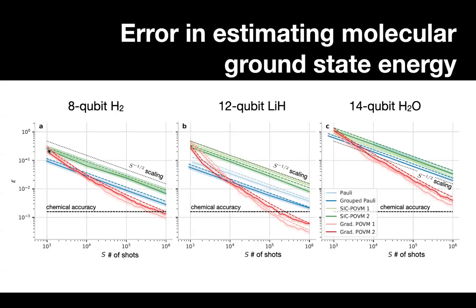Then at this point, this is what we obtain, for example, in the case of the hydrogen: the initial error of using the POVM is higher compared to the Pauli. Then we proceed, we collect the data, and we identify the next effect.